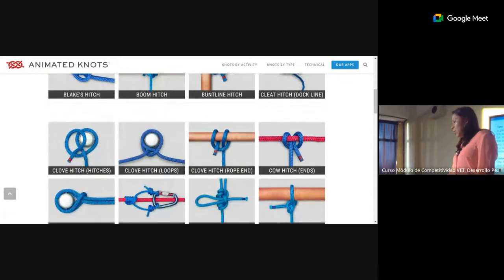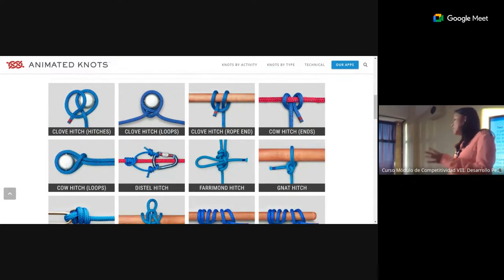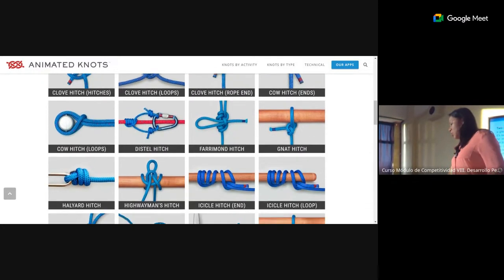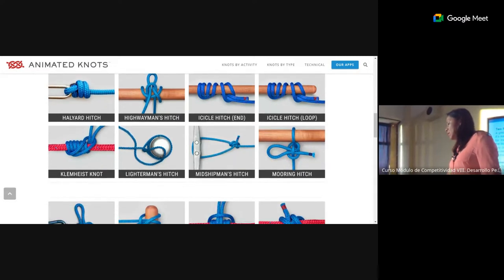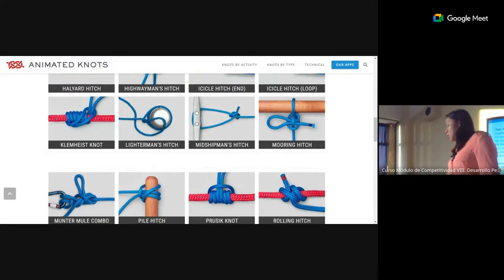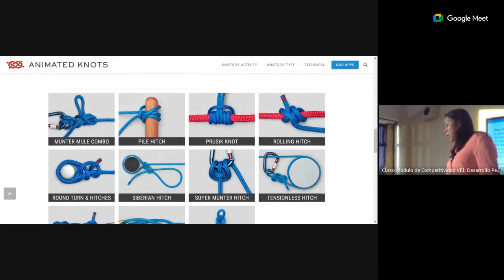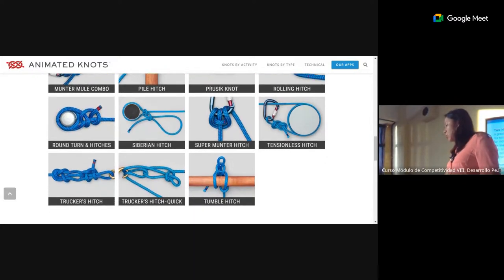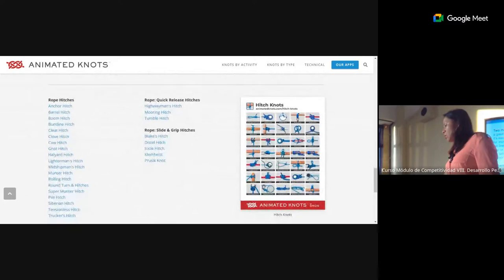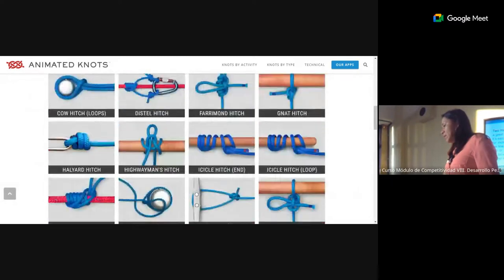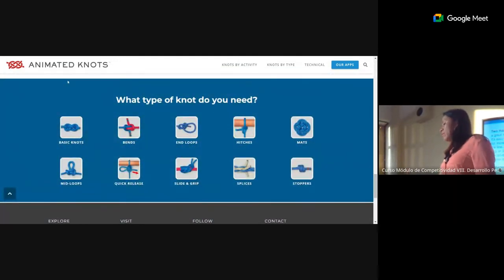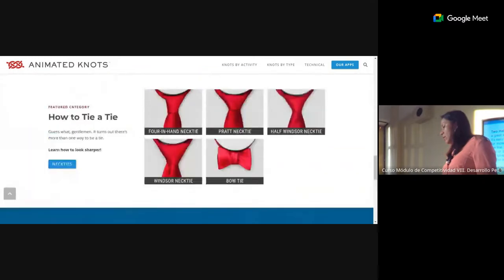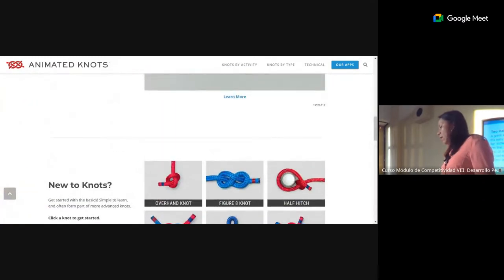So in here, you're going to have more. As I told you before, I just showed you six types of knots, but in here you're going to have more. You're going to have the highway man's hitch, the icicle, the rolling hitch, and others such as the tumble knot. That's why first they're going to ask you the type of knot that you need. Then if you scroll down, you're going to see all the types of knots, okay?